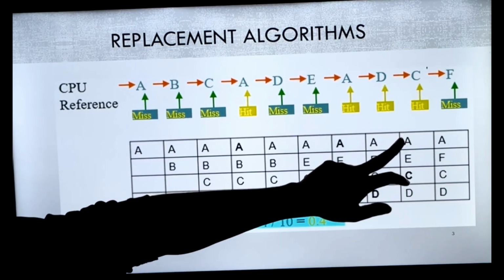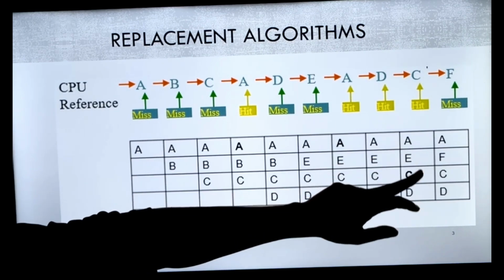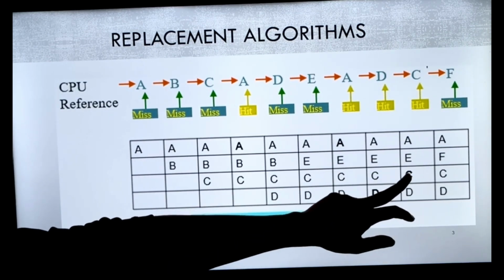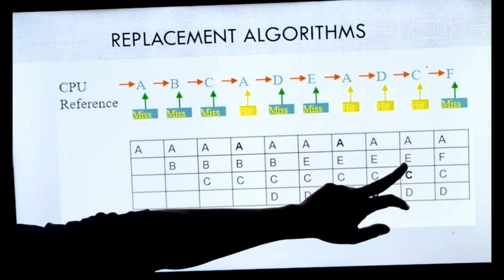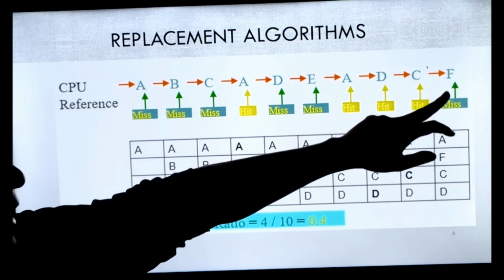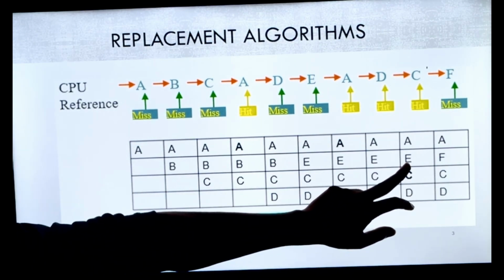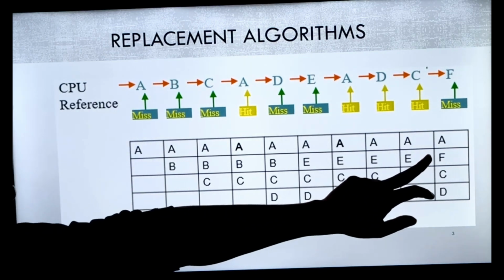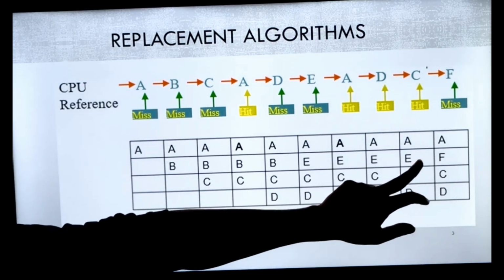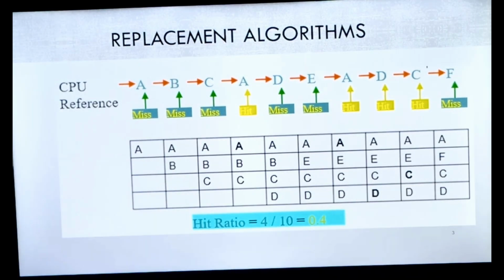Now which one is the oldest one? A I have used recently, D also I used recently, C also I used recently. E is the oldest one now, right? So if you want to insert F now or some other element, I have to eliminate this E. E is the oldest one. Fine. I hope you understood. So this F is taking place here. So A, F, C, D.